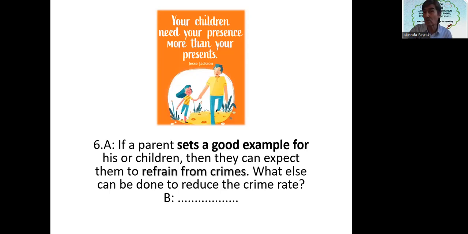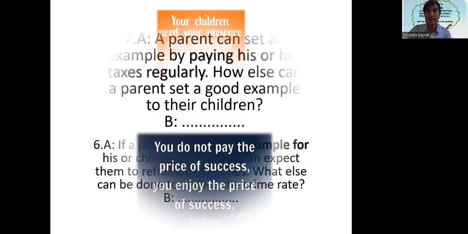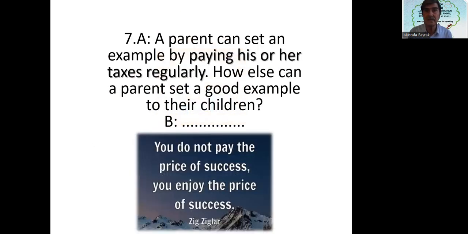Being a down-to-earth person, yes, starts at home. A parent can set an example by paying his or her taxes regularly. How else can a parent set a good example to their children?